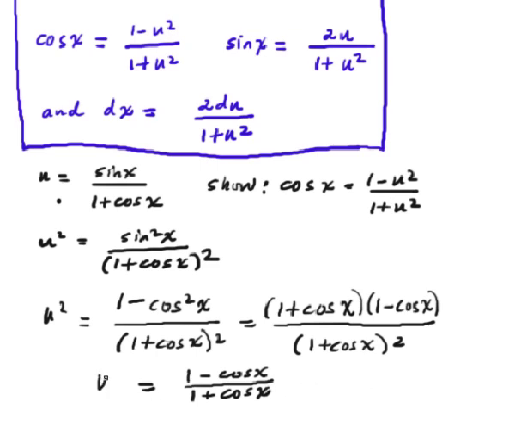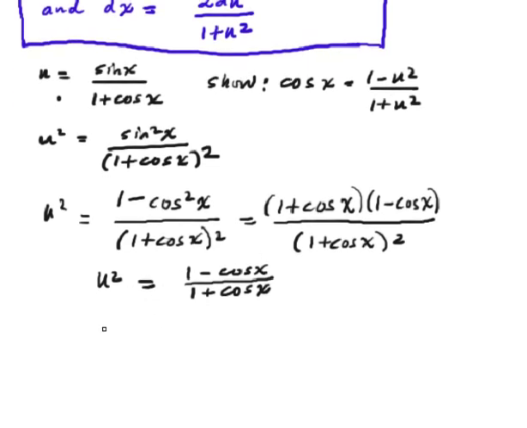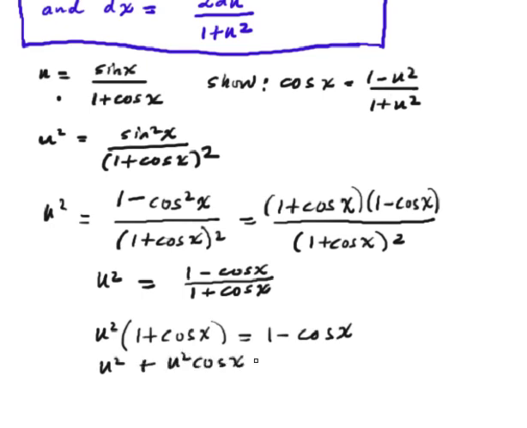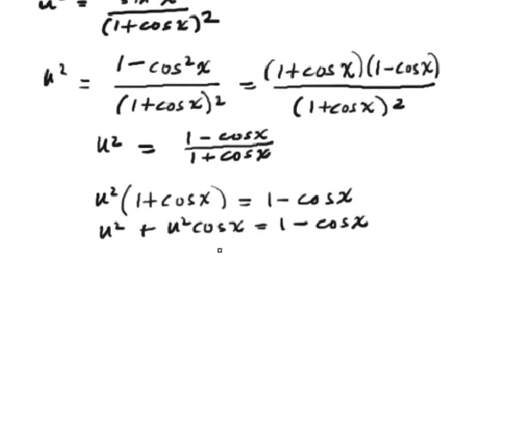Okay, so that's equal to u squared. And we can now solve for cosine x, which is what we want to do. Just cross multiply, and we have u squared times 1 plus cos x is equal to 1 minus cos x. And multiply through, and keep in mind what we want to do is solve for cosine x. So let's put everything with cosine x on the same side.